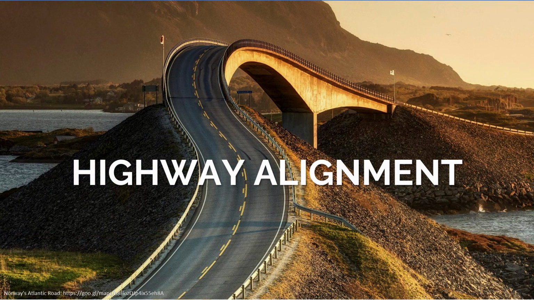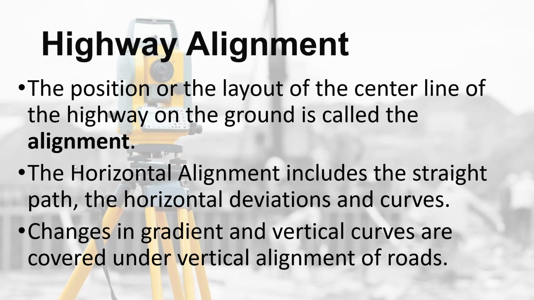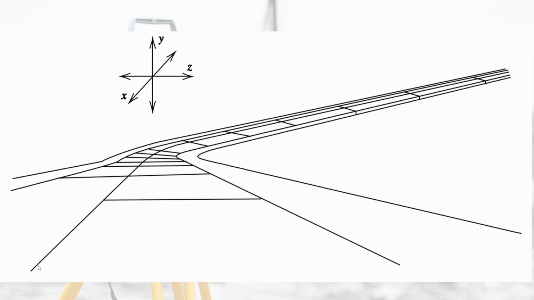So, highway alignment. Kung nakikita nyo dyan, may mga curvature, may vertical, may mga ahon. Yun yung mga alignment na tinatawag. The position or the layout of the center line of the highway on the ground is called the alignment. The horizontal alignment includes the straight path, the horizontal deviations, and curves. Changes in gradient and vertical curves are covered under vertical alignment of roads. Yung alignment na tinatawag is yung line na nasa gitna, yung pinaka-center line ng road.